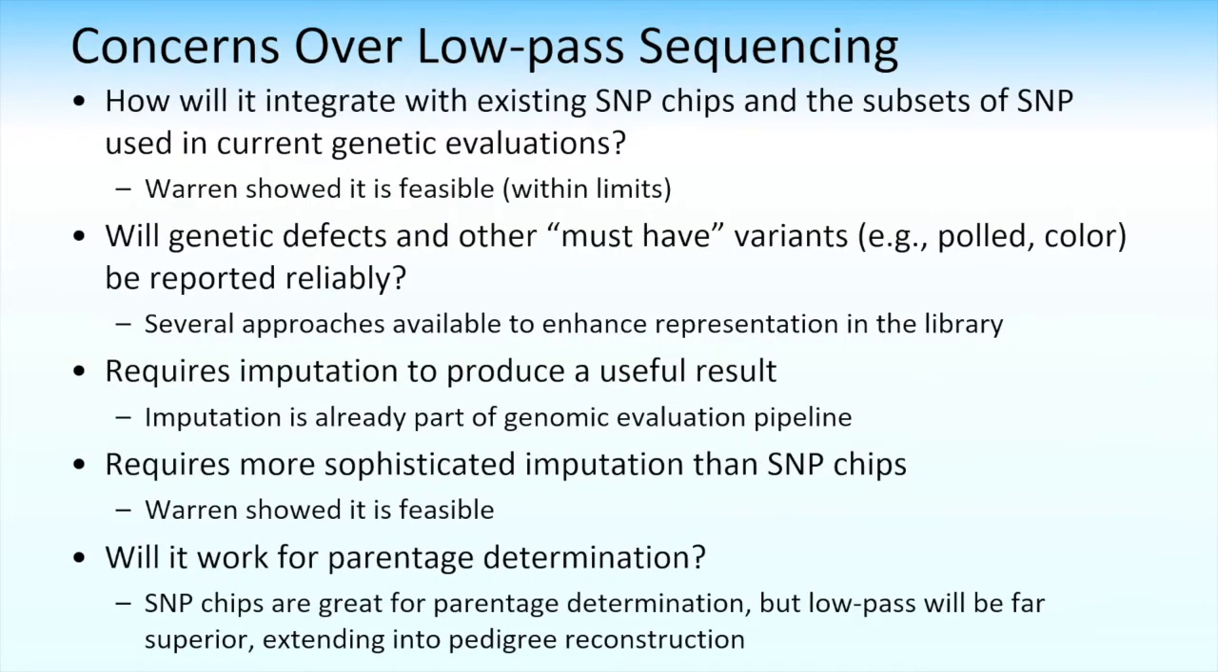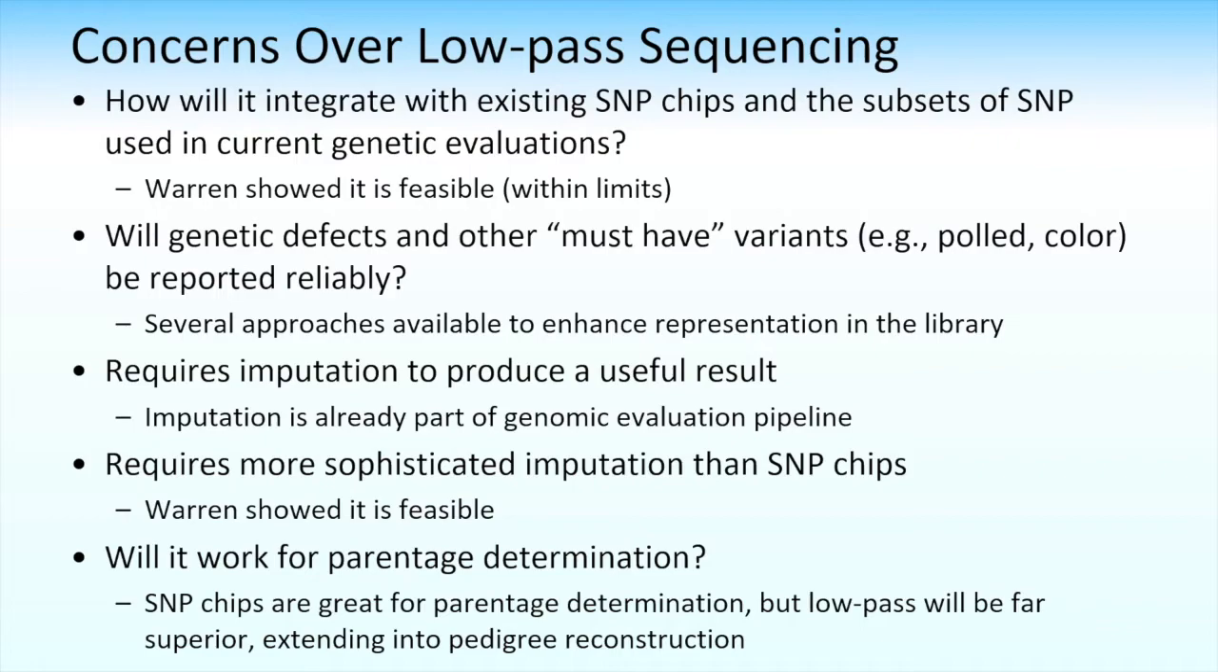There are legitimate concerns over low pass sequencing. First is how it will integrate with existing SNP chips and the subsets of them used in current genetic evaluations. Warren's shown that it is feasible to get good marker genotypes, but that there are limits on that. Secondly, will genetic defects and other must-have variants such as POLD and red-black be reported reliably? But there are several approaches available to enhance the representation of specific loci within the library. Low-pass does require imputation to produce a useful result, but imputation is already part of the genomic evaluation pipeline. The imputation required for low-pass is more sophisticated than that currently used, but Warren has shown that also is feasible.